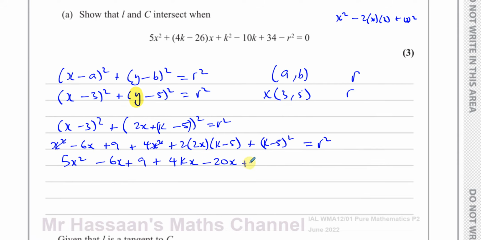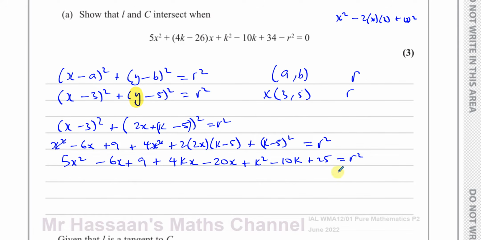And then I'll have plus, and if I expand this bracket, I get k squared minus 10k plus 25. Now be very careful not to write your k as an x. These are x's, those are k's. It's very easy to mistake a k for an x, especially when you're writing quickly and maybe not neatly.